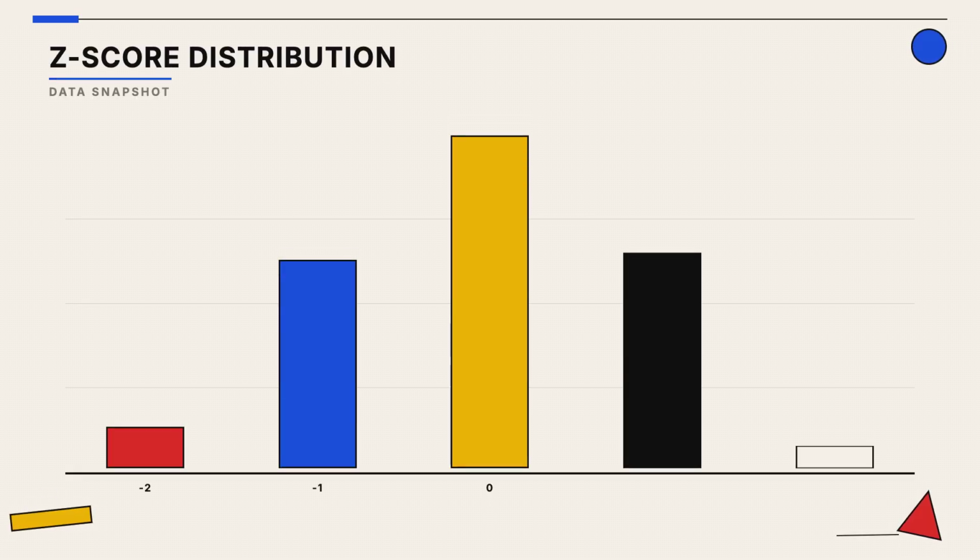Most data clusters near the center. A z-score greater than 2 usually flags an event that is quite rare in a normal distribution.